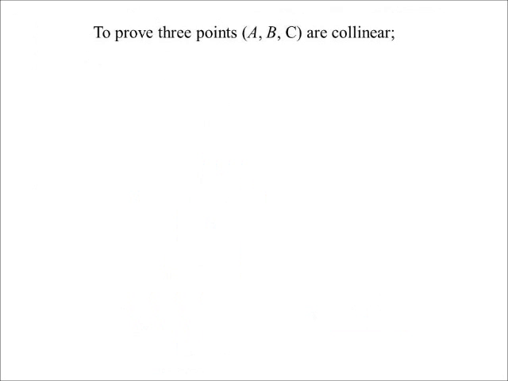Now, if I want to prove 3 points are collinear, collinear of course means on the same line. Co, together, linear, line. So together on the same line. I want to prove they're collinear. How do I do it? Well, I'll find the slope between 2 of the points. So for argument's sake, I'll pick A and B and find that slope. I'll then pick another pair. So for example, A and C.